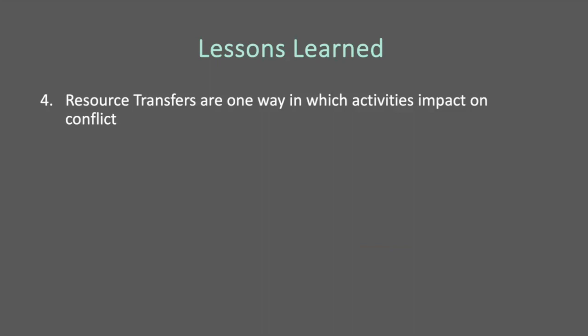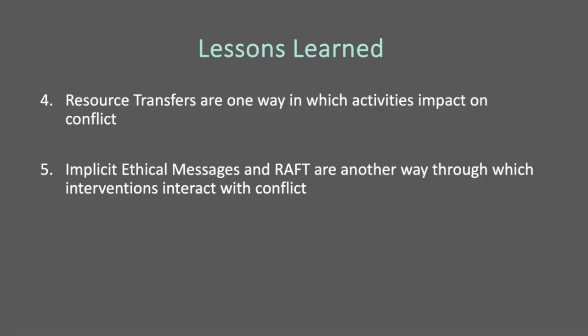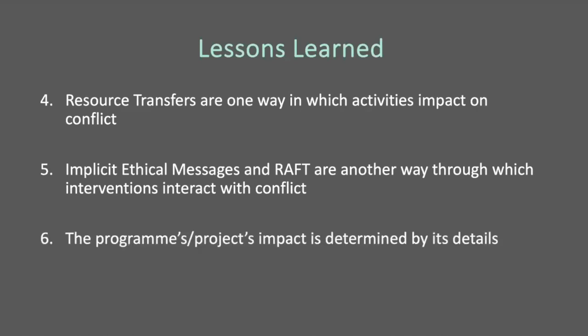Fourth, resource transfers, as I have introduced to you, are one way in which activities impact on conflict. Fifth, implicit ethical messages, so the way we behave, are another way through which interventions interact with conflict, or rather we as people actually interact with the conflict situation. Sixth, the program's or project's impact is determined by its details. So we really have to go through all of those details, the when, the where, the what, and so on, to see if the project is likely to cause harm or is already causing harm, depending on whether we're applying this at planning, at monitoring, or at evaluation time.